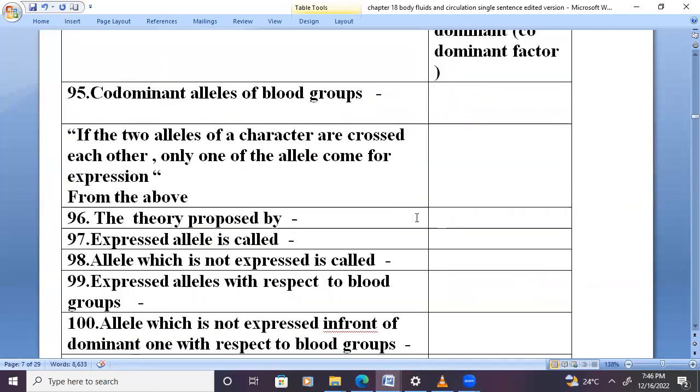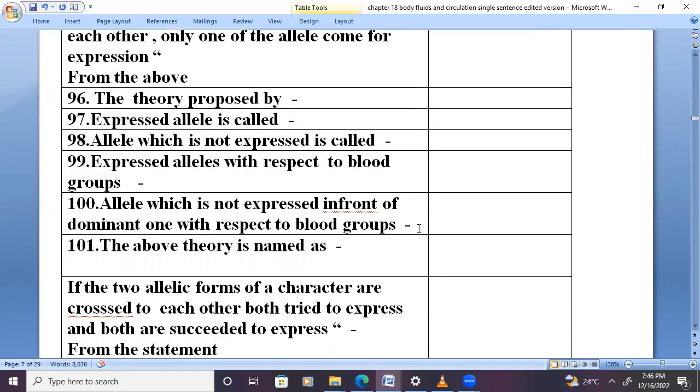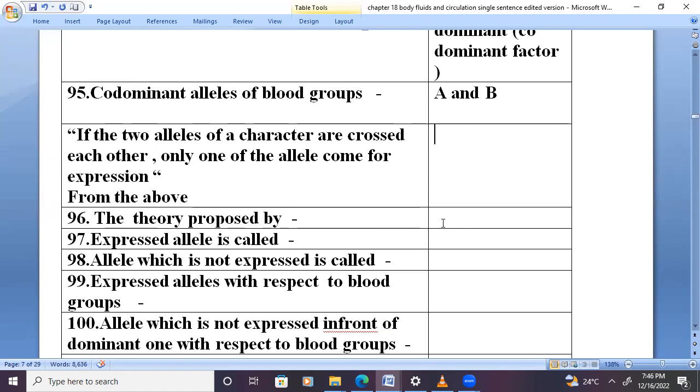Codominant alleles of blood groups A and B. If the two alleles of a character are crossed with each other, only one of the alleles comes for expression, from the above theory proposed by Mendel.